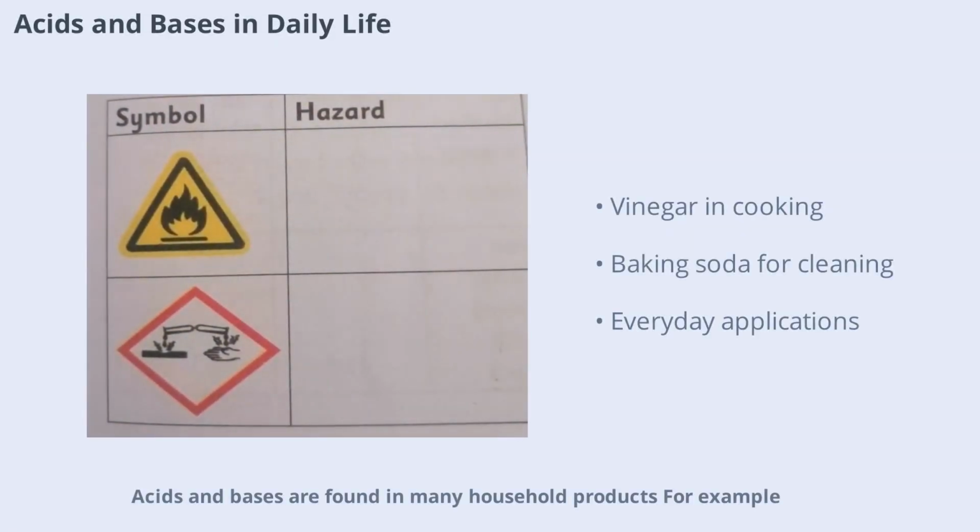Acids and bases are found in many household products. For example, vinegar is an acid used in cooking, while baking soda is a base used for cleaning. Understanding how these substances are applied in daily life helps you answer exam questions and make informed choices at home. Be ready to give examples and explain the role of acids and bases in cleaning, cooking, and other activities.